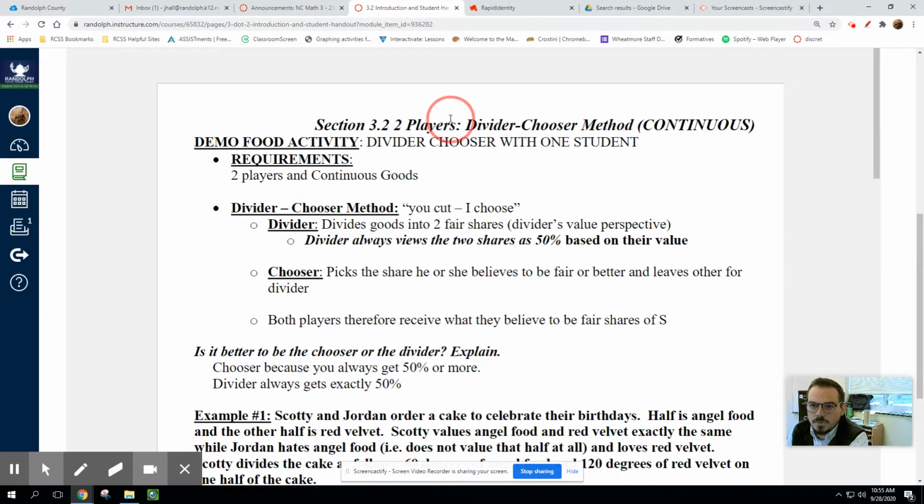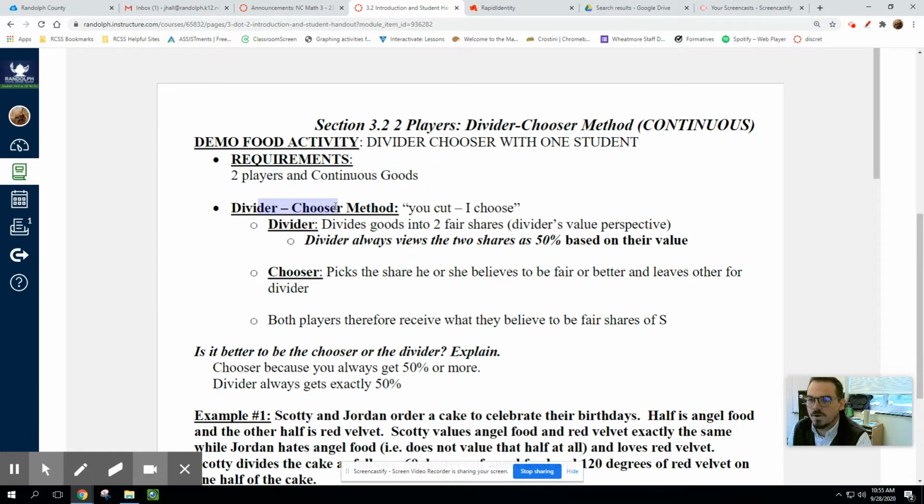So today is 3.2, the two-player divider-chooser method. The demo food activity with one student, we're not going to do that right now. This is your notes. You're going to turn this in. The requirements, you need to fill this in. I was filling it in as you go, but I think the function of me writing was causing this to cut out. So your requirements are 2 players and continuous goods.